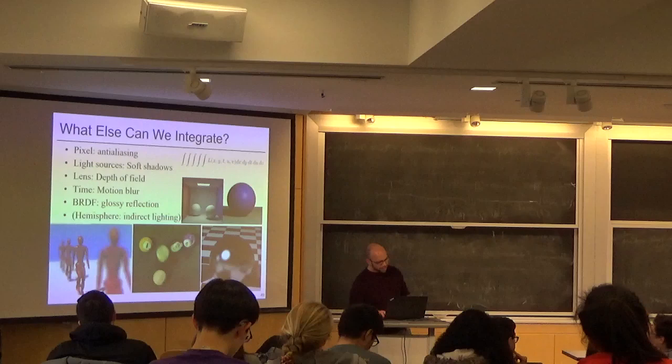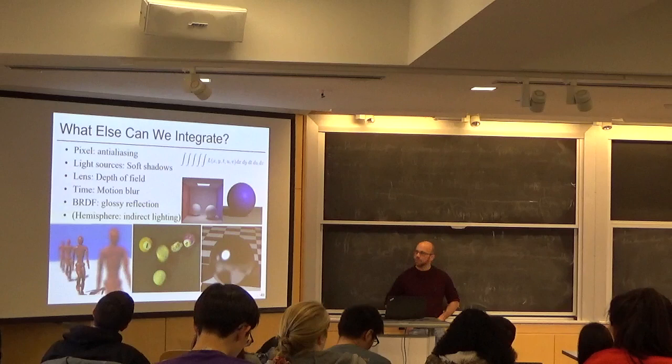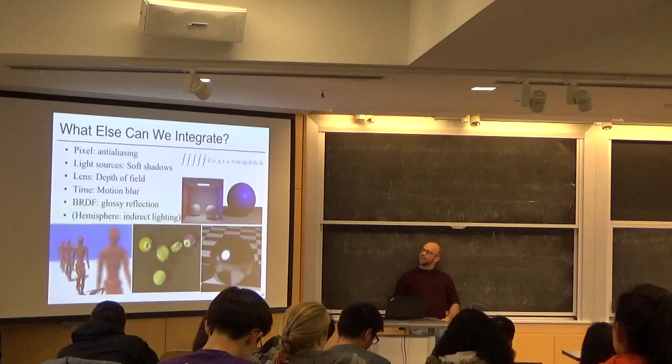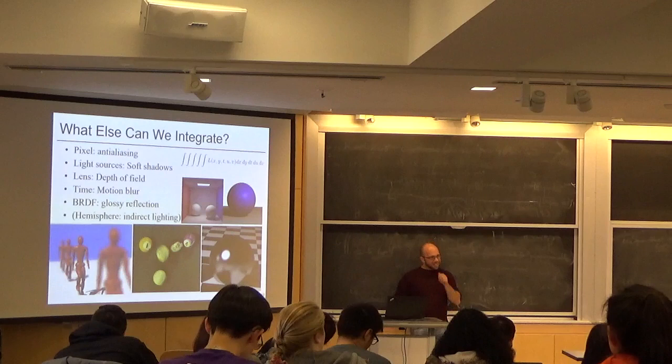All of these things have to do with just taking integrals over more variables, right? As a little bit of a review, if I want to deal with anti-aliasing in my pixel, what did I do? I sent more rays, I integrated over the pixel. If I wanted to include a soft light source, I sent more rays to different points in the light source. If I want to have a lens, maybe I send some rays to deal with the aberration. And same thing with motion blur, over different points in time.